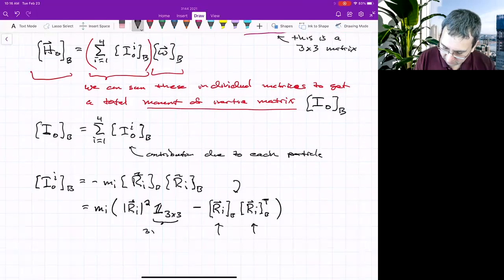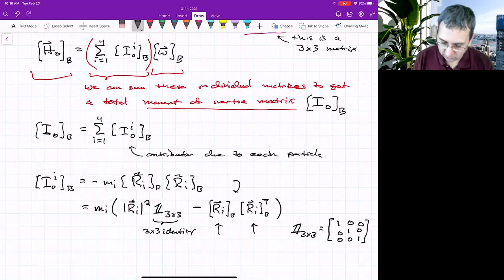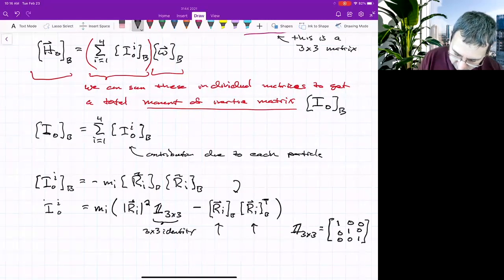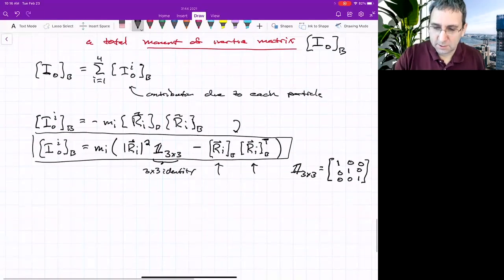This is the 3 by 3 identity. If you're not sure what that is, it just means it's a 3 by 3 matrix with a bunch of ones along the diagonal. Everything else is 0. Okay, so that's what each individual one is. And when you add it up for each of the 4 matrices, it's going to look like this as well.